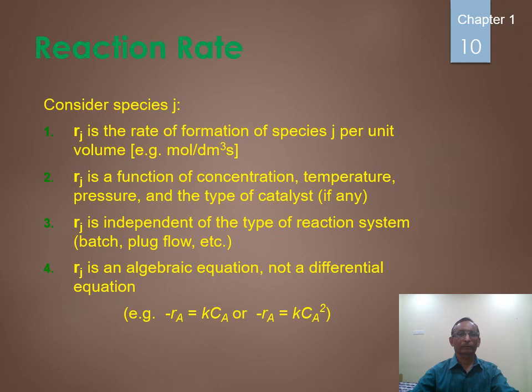Rj, you can mention Ra also. Rj is the rate of formation of species J per unit volume, as the symbol is plus, non-catalytic, in mole per decimeter cube per second. Rj is a function of concentration, temperature, pressure, and the type of catalyst. If it is a catalytic one, you have to mention the catalytic reaction.